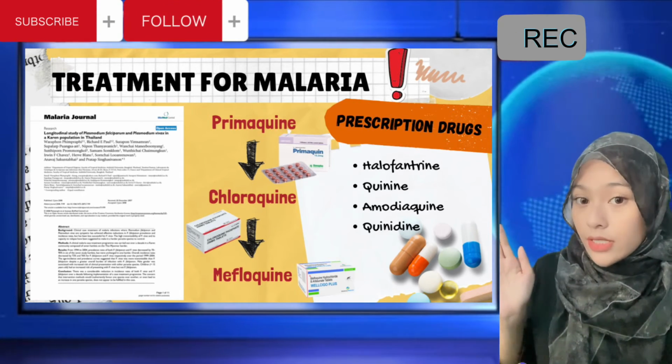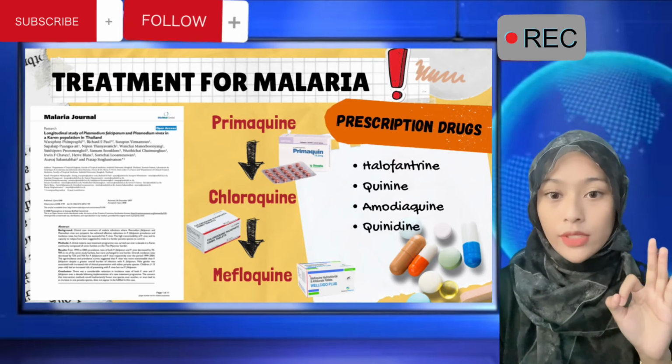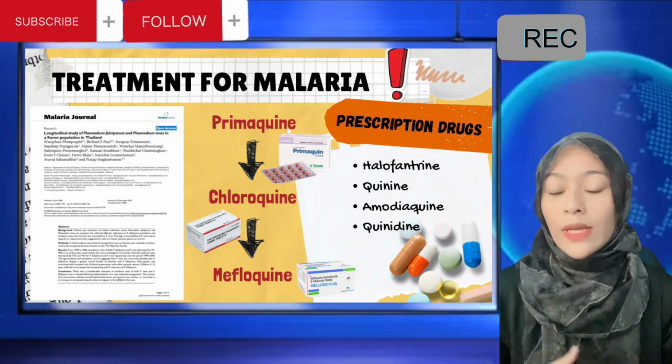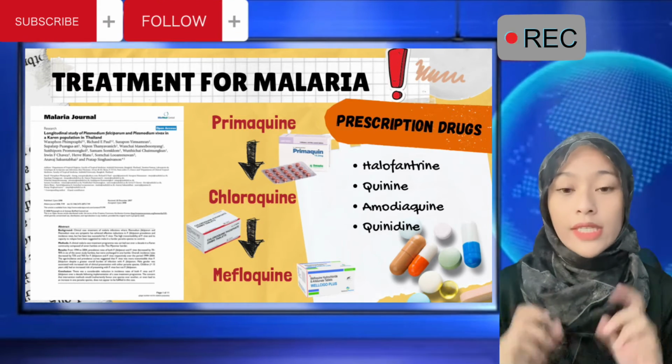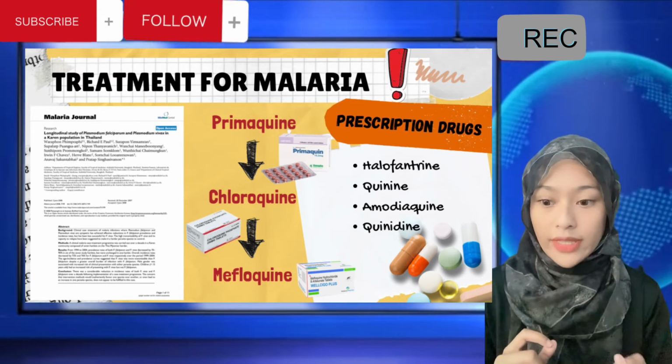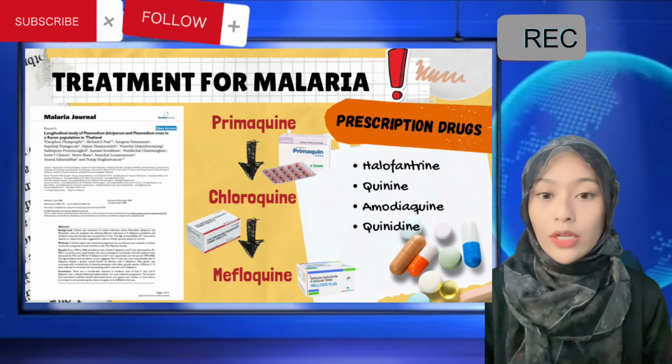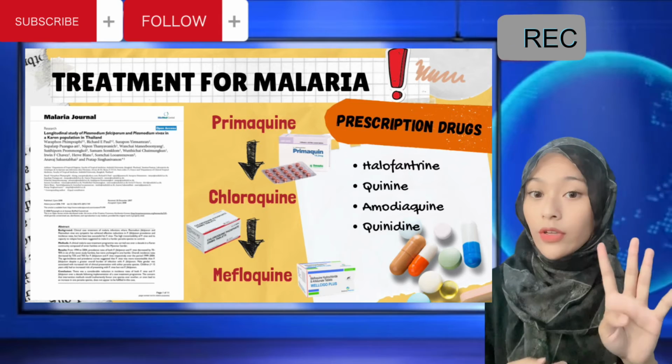Based on this general research, there are 3 types of drugs that have been used, which are mefloquine, chloroquine, and primaquine. Plasmodium falciparum was treated with a single dose of 250 mg mefloquine tablets and primaquine depending on age, while Plasmodium vivax was treated with chloroquine and primaquine for 4 days.